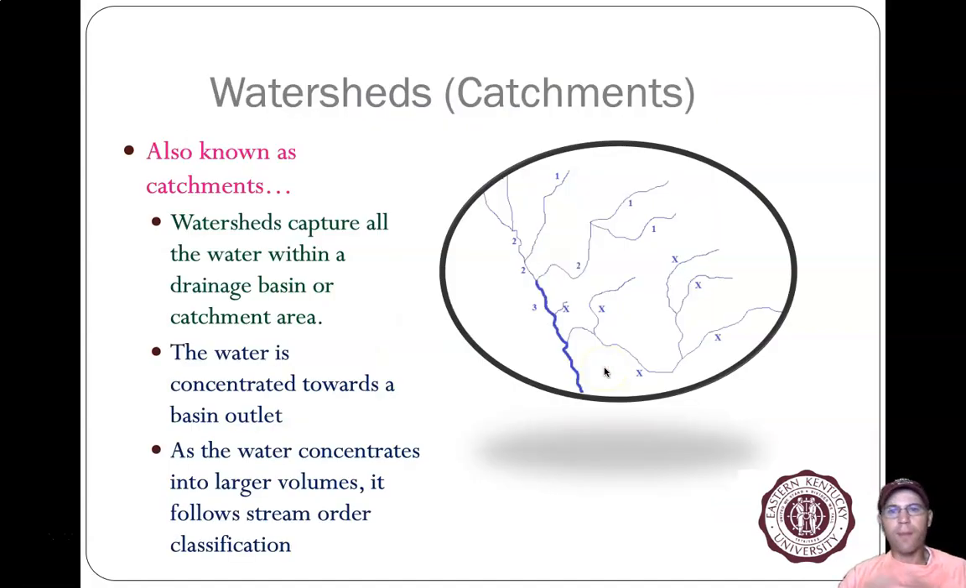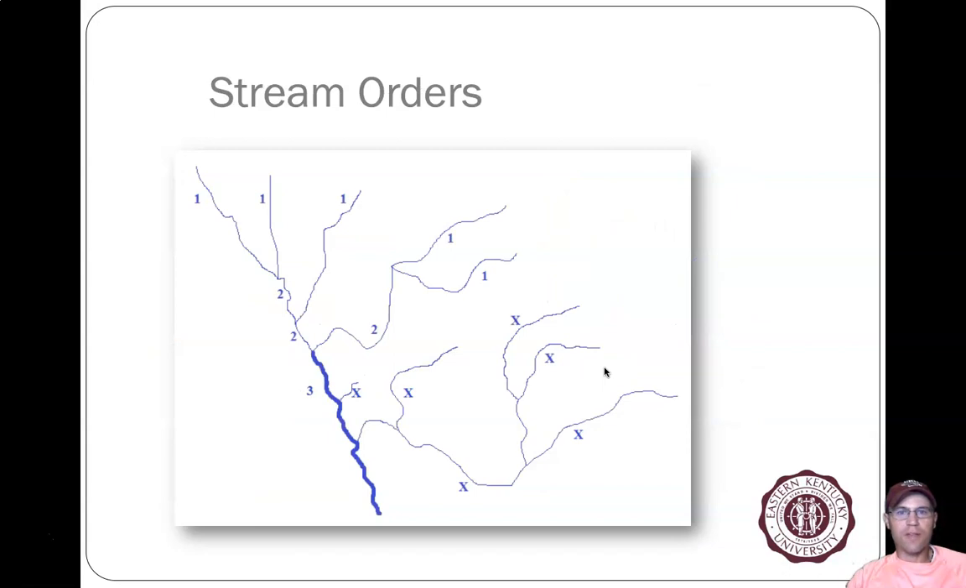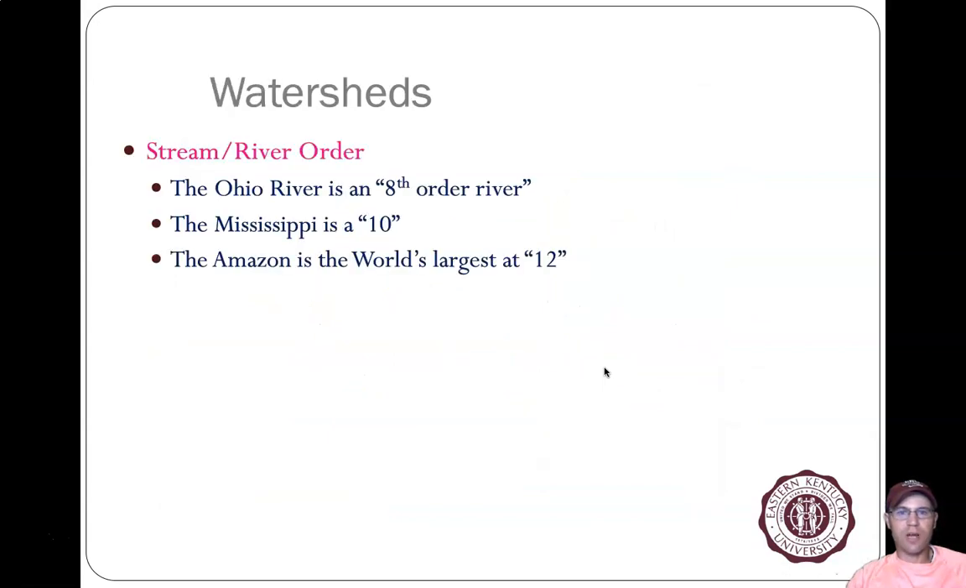So how do we number or label watersheds? I think I'm going to make a video on that particular topic so that we're familiar with how to do stream ordering using the Strahler method.